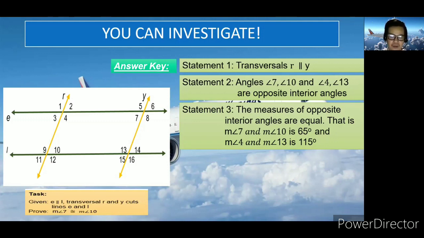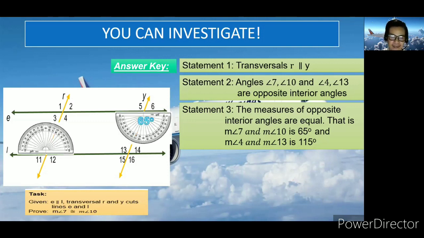We can use your protractor here. That is, in my drawing, the measure of angle 7 and angle 10 is 65 degrees. And the measure of angle 4 and the measure of angle 13 is 115 degrees. That's it. That's right.